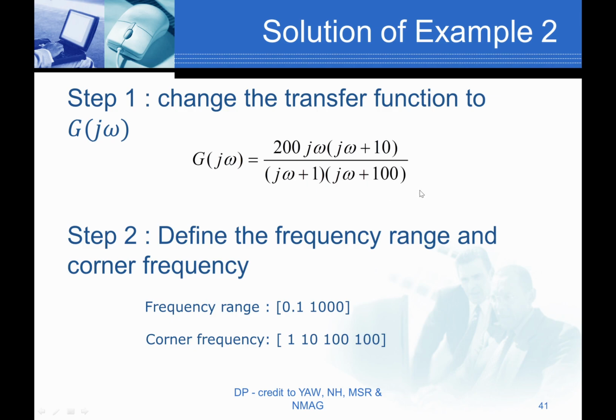And then determine the frequency range and corner frequencies. So our corner frequencies here are 1, 10, 100. You can just ignore this, it is a typo. The frequency range is 1 decade before the lowest and 1 decade after the highest corner frequency, so it's going to be 0.1 until 1000.